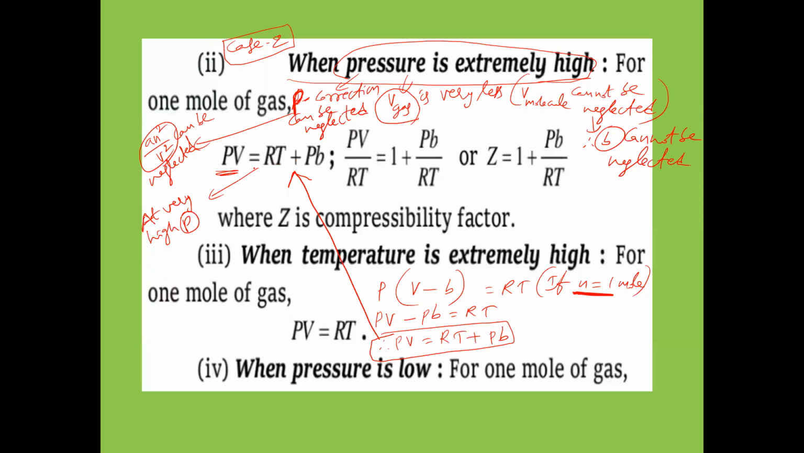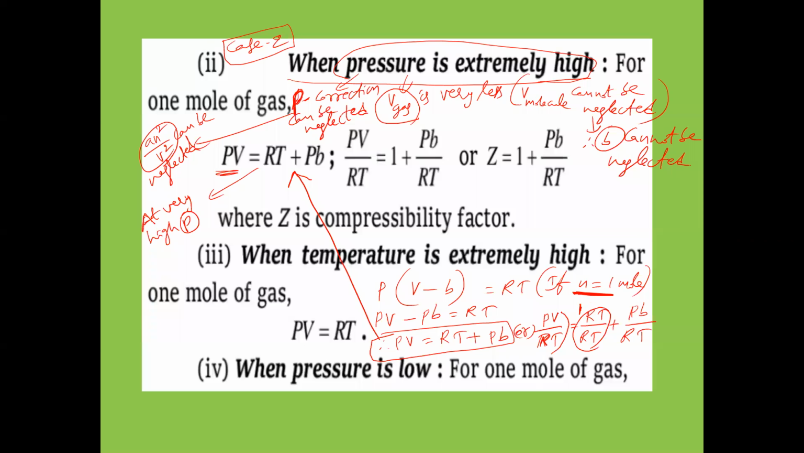Now here divide each term by RT. So PV by RT, RT by RT, Pb by RT. Okay, so all we divide by RT only here. So PV by RT is equal to RT by RT plus Pb by RT. Now RT by RT what? 1. It is 1. So 1 plus Pb by RT.